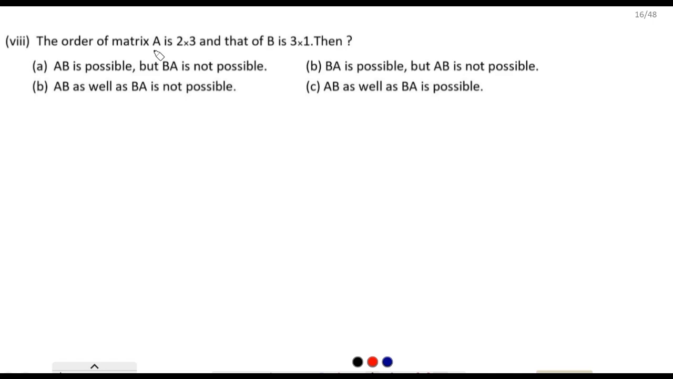The order of matrix A is 2 by 3 and that of B is 3 by 1. Then number of columns in A is equal to number of rows in B. It means AB is possible. But number of columns in B is not equal to number of rows in A. It means BA is not possible.